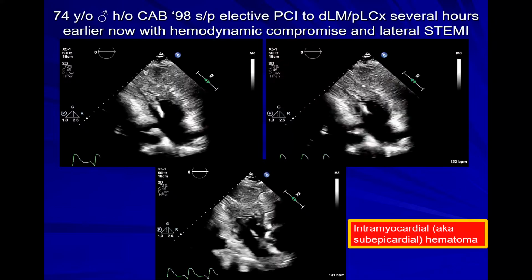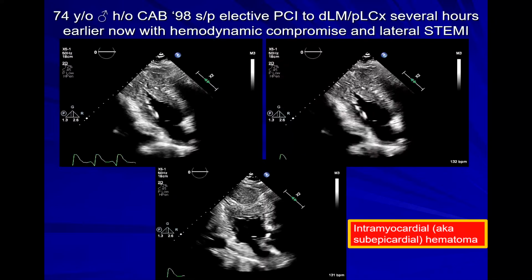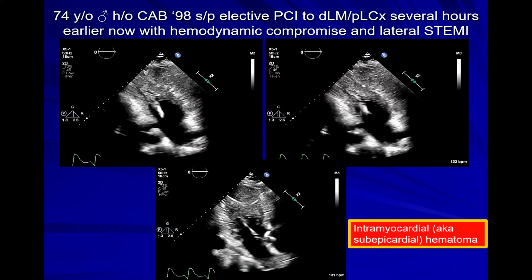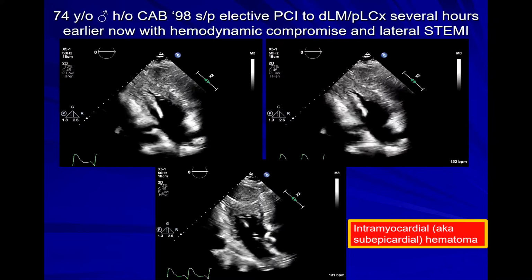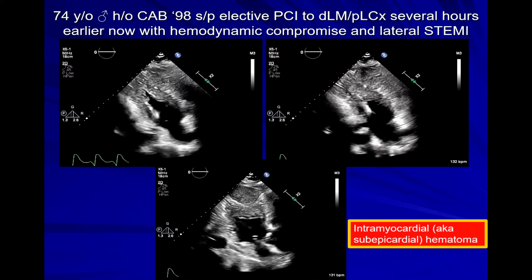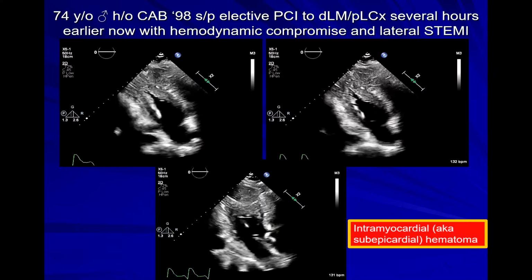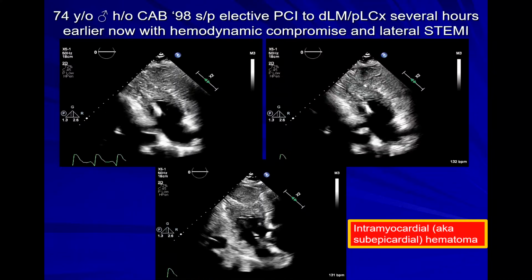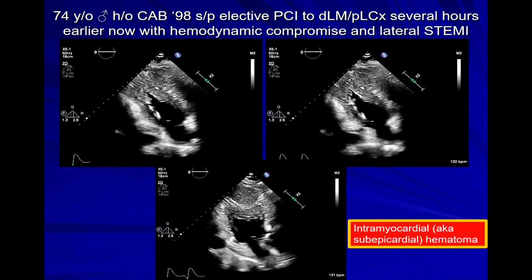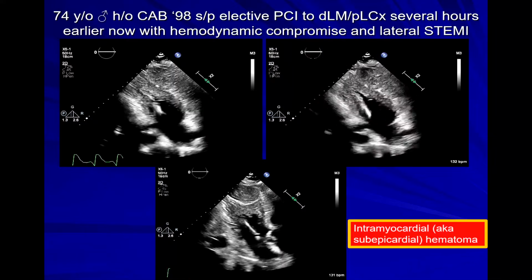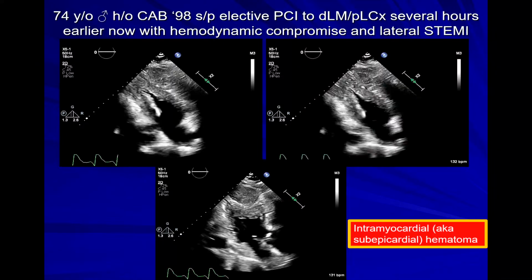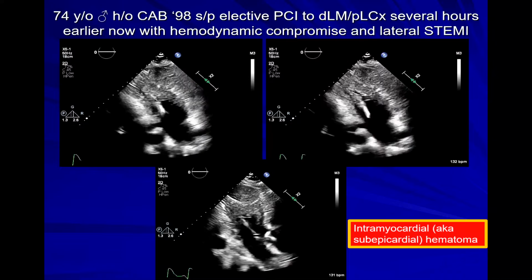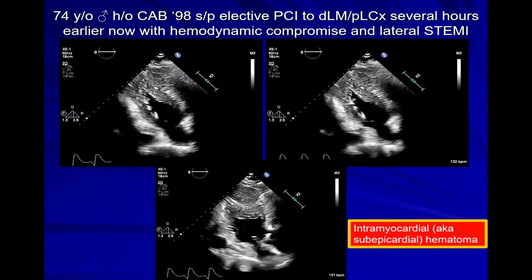What you're seeing in that upper left-hand panel is there's a huge mass, and it's on the lateral side, and you can see the LV is small. The upper right-hand panel looks kind of the same, doesn't help much. In the lower left-hand panel, you see that mass is completely circumscribed, and it's pushing the whole apex in, so the LV cavity is incredibly small. What that is, is an intramyocardial, sometimes called a subepicardial, hematoma.